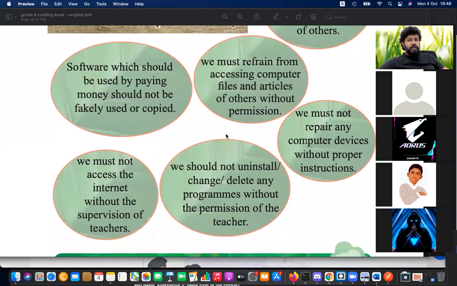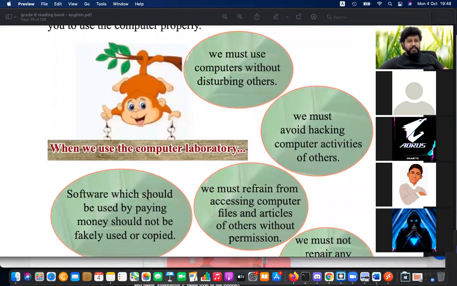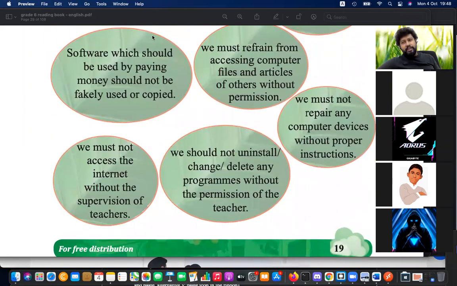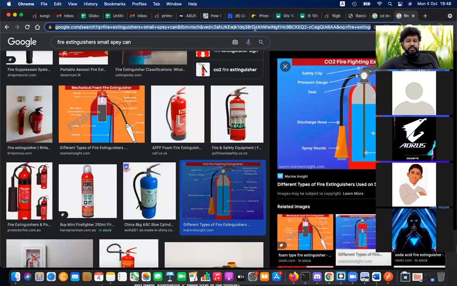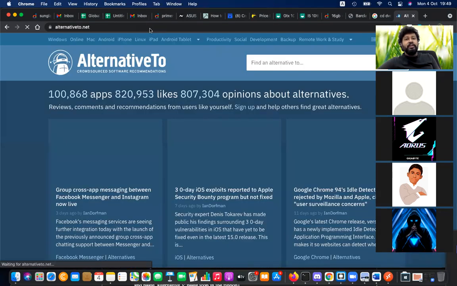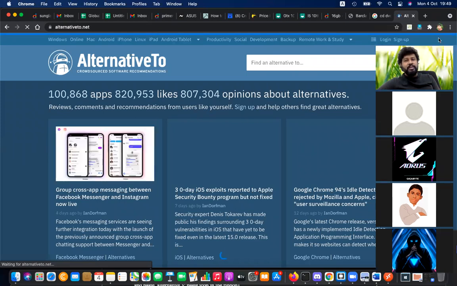Okay, now we have learned about the ethics of using license copies. If you don't have a way to purchase a license, I have given you a very good option. You can go to this website, if you can remember, alternatives.net. Then you can find a free alternative for this.